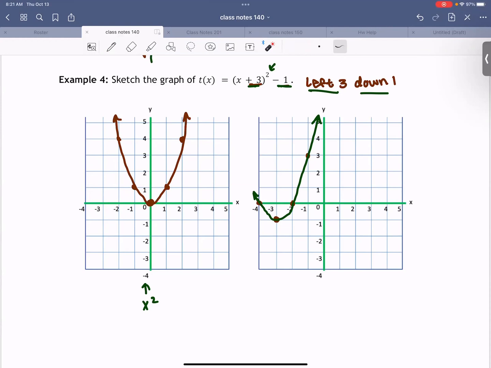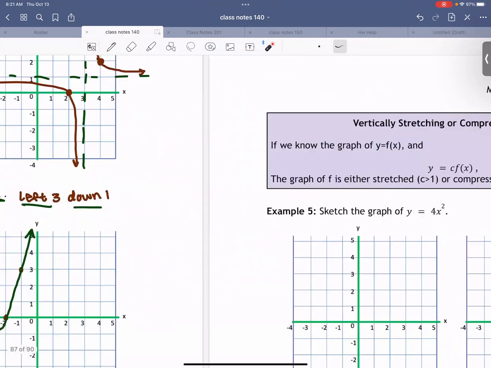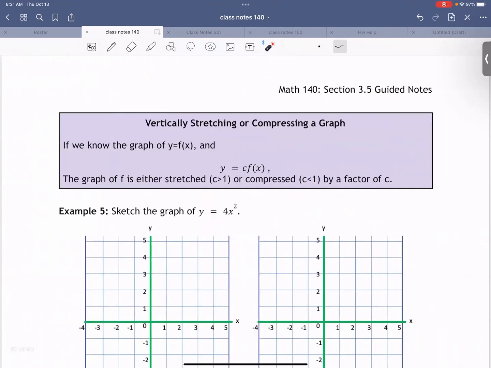Okay. Any questions on example 4? All right. I think we're all good with sketching functions that are shifted horizontally and vertically. Let's make it a little bit harder. All right. Flip our page. Here's where things get a little bit more complicated, I think, at least to me.